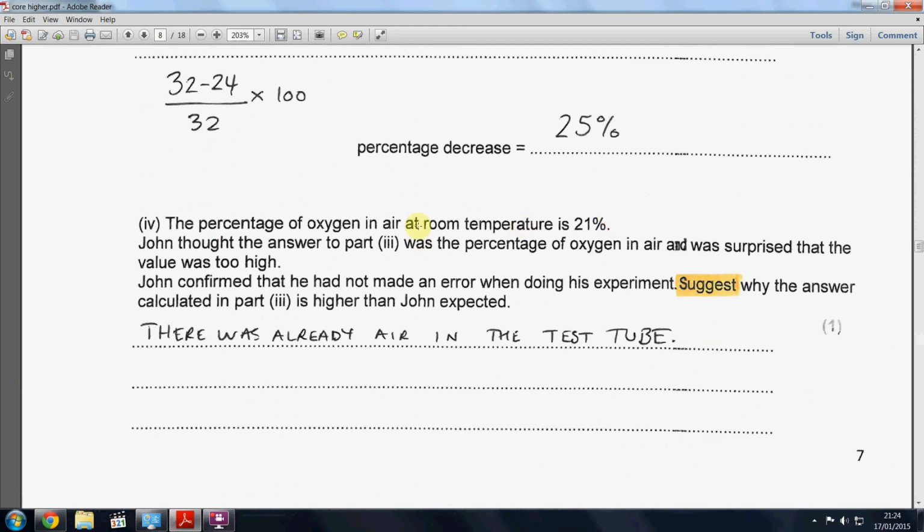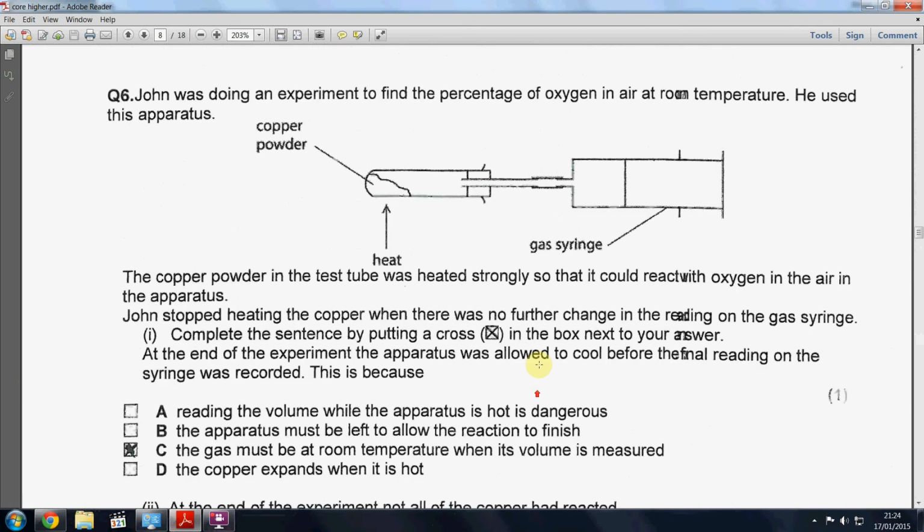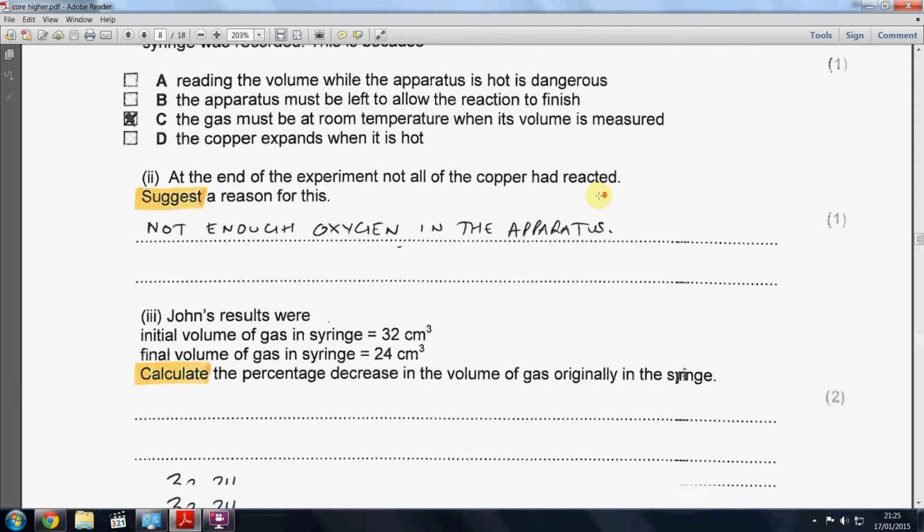John confirmed that he had not made an error when doing his experiment, suggest why the answer calculated in part 3 is higher than John expected. So you need to give a reason why that could be. And the reason is quite simple, although quite a few people didn't spot this. You've got obviously a measured amount of air in this part of the gas syringe, but you've got no way of measuring this amount of air that's already in the test tube or boiling tube, whichever one it is. And so actually, you've got more air than you've measured or read off the gas syringe at the start of the experiment, and that's the answer.